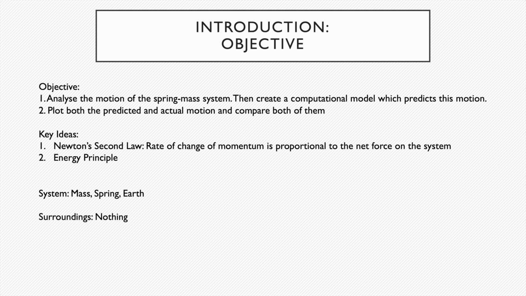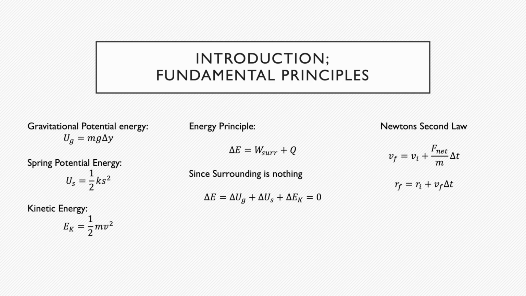The key ideas: Newton's second law, rate of change of momentum is proportional to the net force on the system, and the energy principle. So, the system in this case is the mass, spring, and the earth, and the surroundings is nothing. So, the fundamental principles are as follows: the gravitational potential energy is mg delta y, the spring potential energy is half ks, where s is the extension, squared, then the kinetic energy is half mv squared.